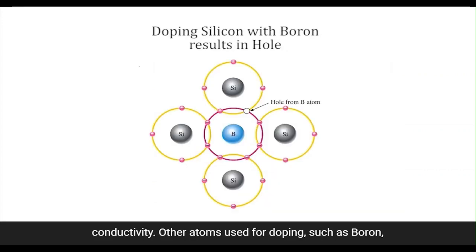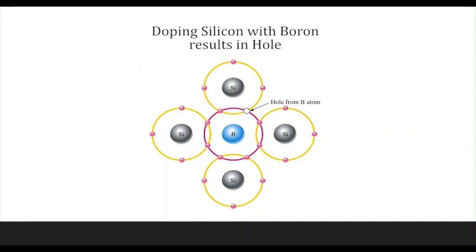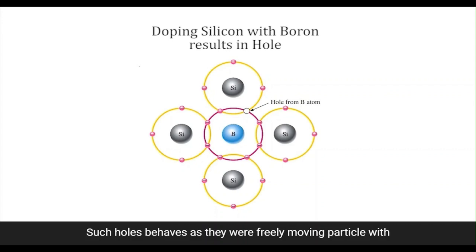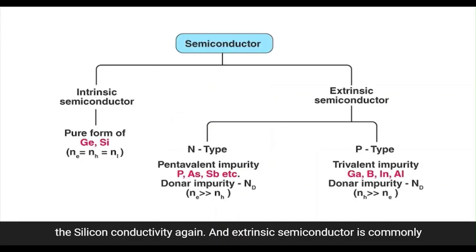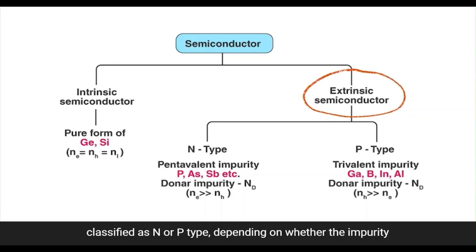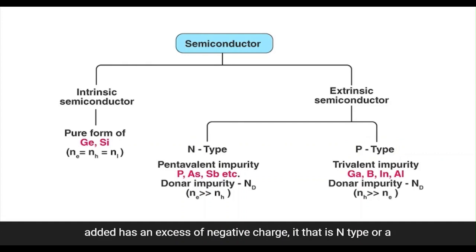Other atoms used for doping, such as boron, have one less outer electron than silicon. When they are substituted for some of the silicon atoms, each captures 1 electron from a neighboring silicon atom, leaving an empty space, or a hole. Such holes behave as if they were freely moving positively charged particles, and thus they also serve to increase the silicon conductivity. An extrinsic semiconductor is commonly classified as N or P type depending on whether the impurity added has an excess of negative charge, that is N type, or a deficiency of negative charge, that is P type.